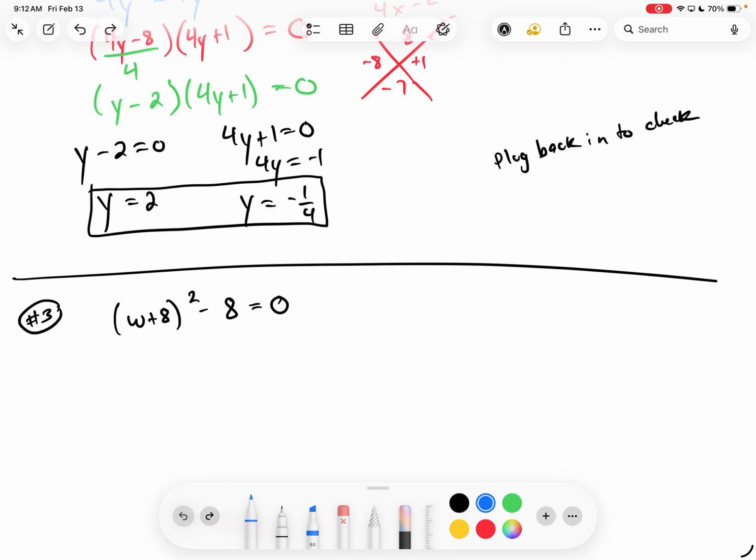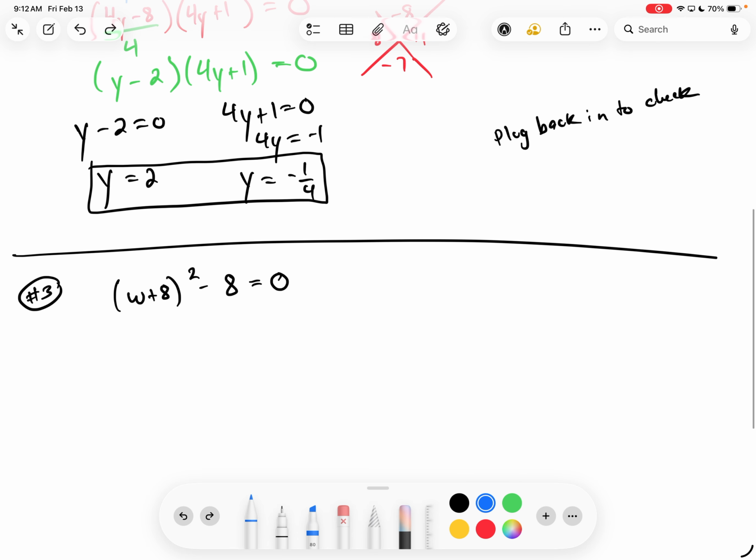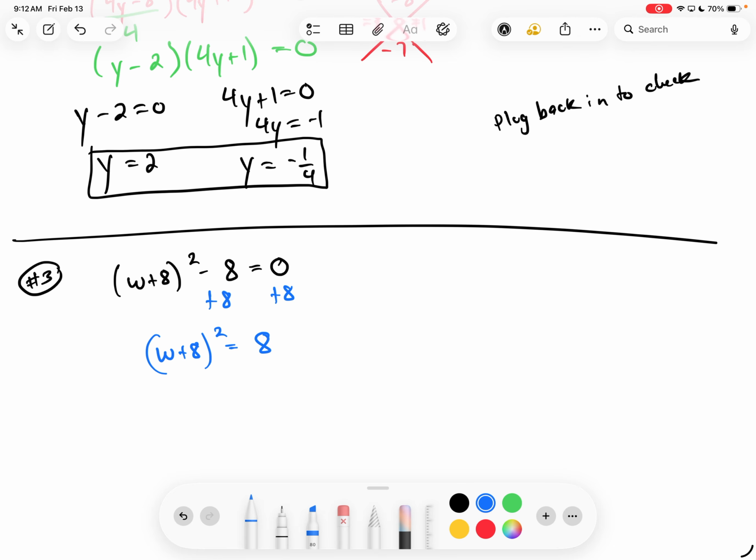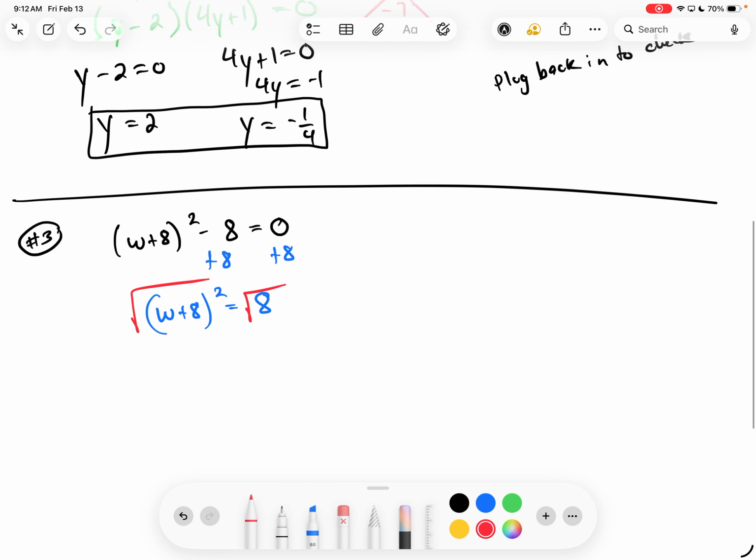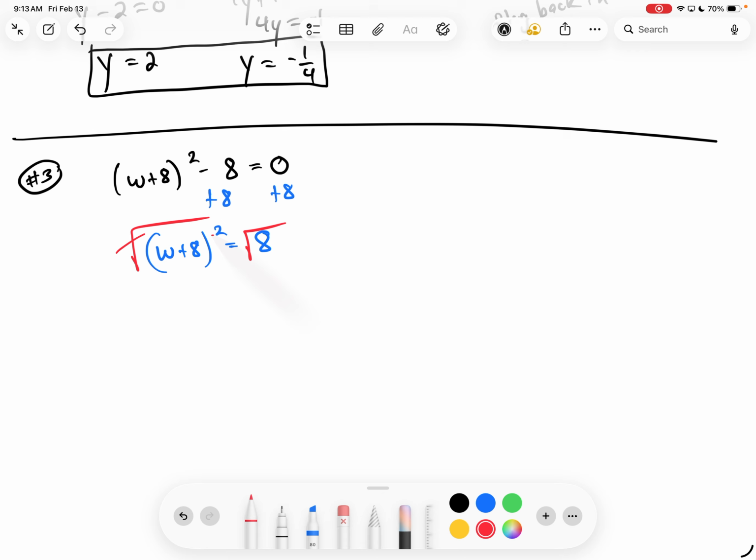If you just have one thing that's squared, you want to get that by itself first, okay? So I'm going to add 8 to both sides, and I have w plus 8 squared equals 8. So I have something squared equals 8. To get rid of that squared, anybody remember how? Square root. So I'm going to do the square root of both sides. That makes the square root and the square cancel out, so I have w plus 8.